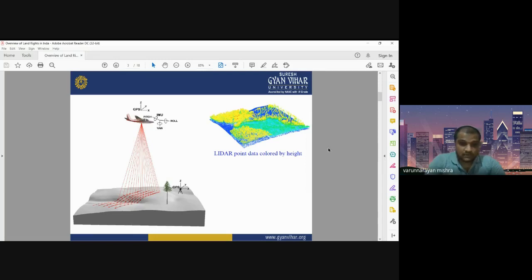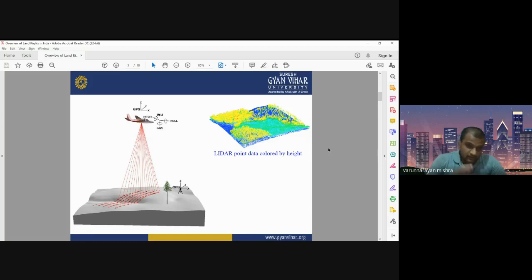So this is the figure showing how the LiDAR system works. LiDAR needs an aircraft. There may be some platform. The LiDAR system is mounted on the platform. There may also be some kind of GPS system on the platform. And this IMU is very important. IMU is the inertial measurement unit.